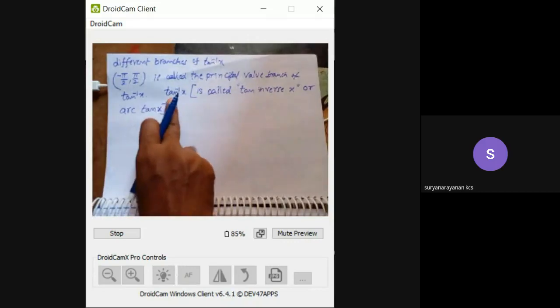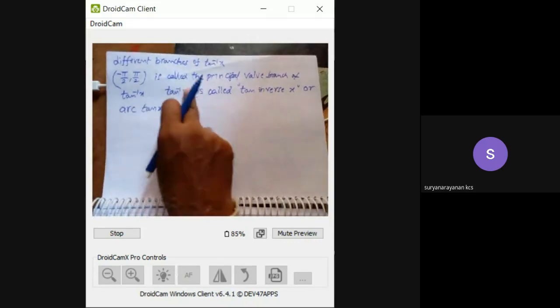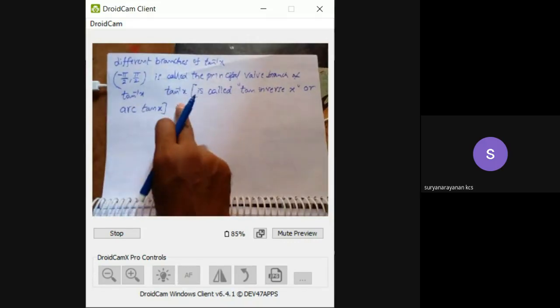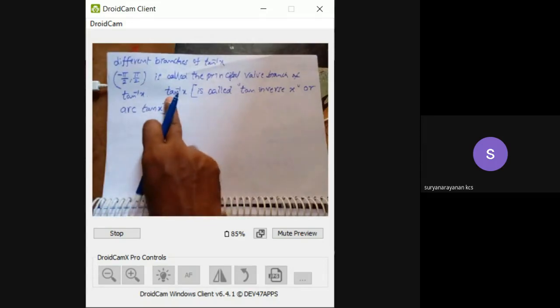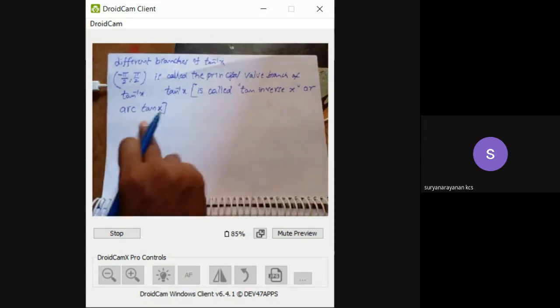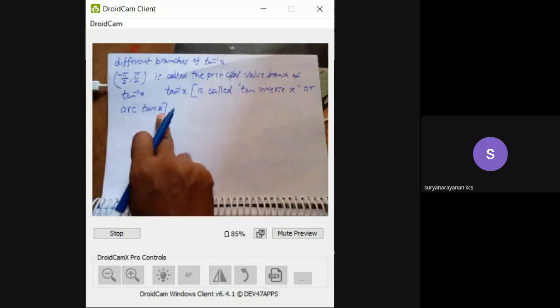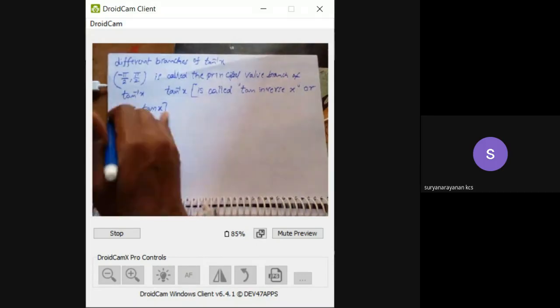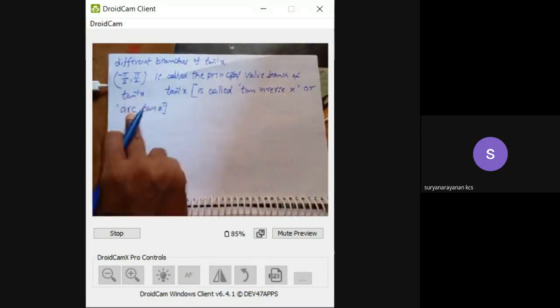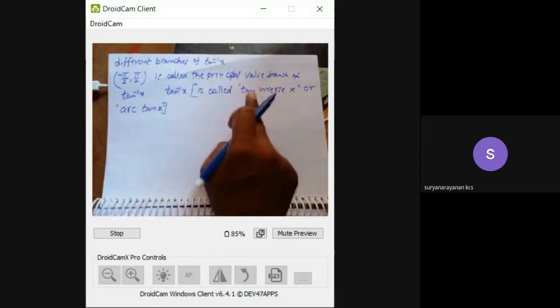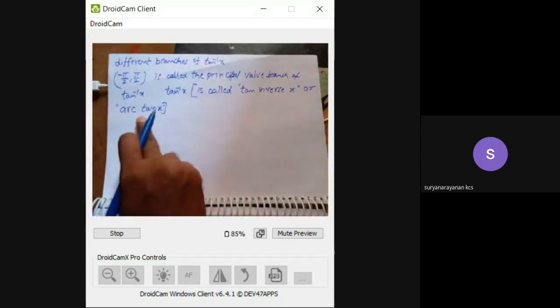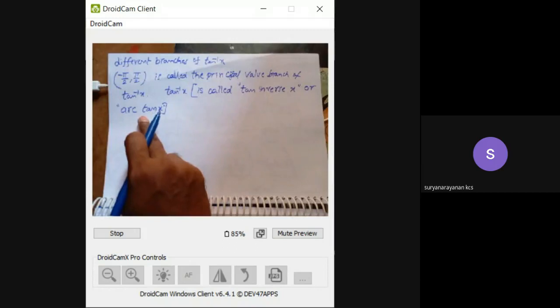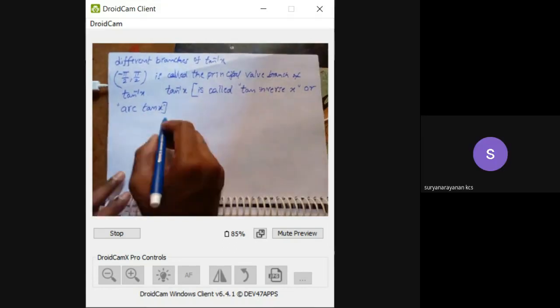I repeat this line: this notation is called tan inverse x or arc tan x. You can call it in two different ways. Arc tan x or tan inverse x denote the same. Understood this point, my dear children? Yes, sir.